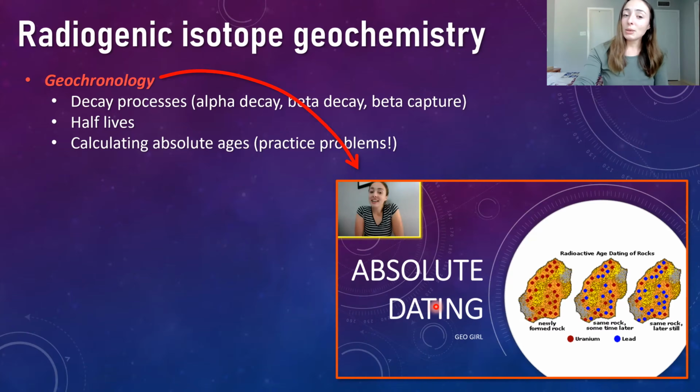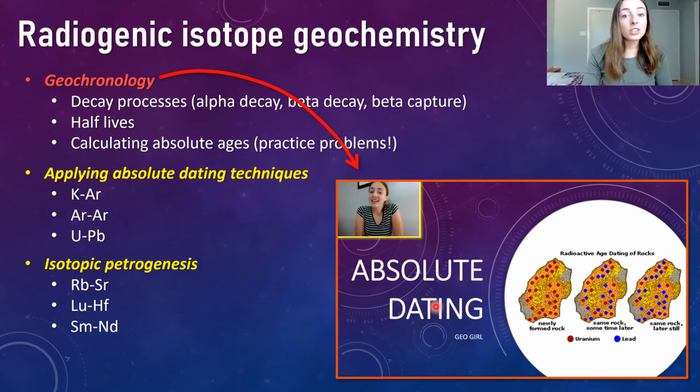I'm going to repeat a little bit just to give some background, but we're going to talk mainly about applying absolute dating techniques such as potassium-argon dating, argon-argon dating, which is kind of coupled with potassium-argon dating, and uranium-lead dating. And then we'll also talk about isotopic petrogenesis, which you might not understand that term yet, but we'll talk about that in terms of isotopes such as rubidium and strontium, lutetium and hafnium, and samarium and neodymium. And we'll talk about why those isotopes are really useful in the last part of this video.